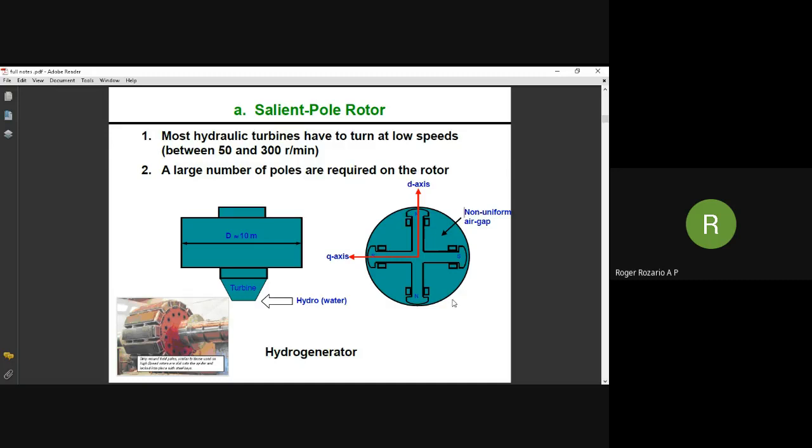So assume the circle is your stator and this plus-like symbol is your rotor, with projected poles: North Pole, South Pole. When it comes to the pole tip, this is the pole shoe. The distance between that circle and the pole shoe is very less. But when you come here, the distance between the poles and the circle is very large. So you have a non-uniform air gap between the stator and the rotor. That is also an inherent characteristic of the salient pole rotor.